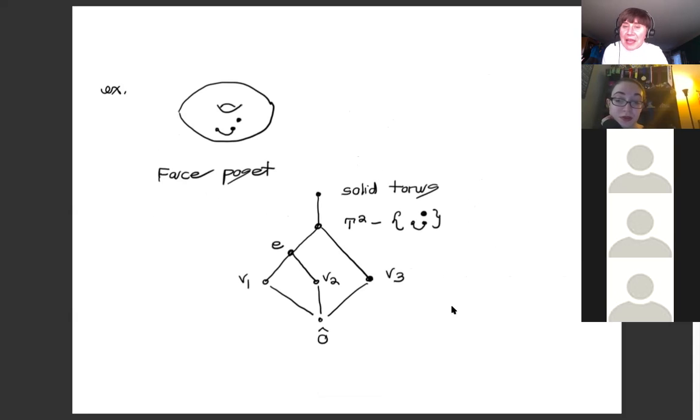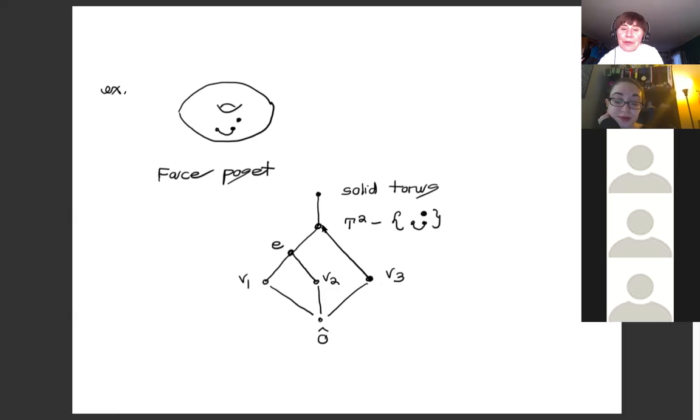Okay, let's play the same game with what is known as the winking torus. This is like the surface of a bagel, and you have a smiley face, except it's winking at you. You only see one eye and the smile. And here I actually have the face poset of this. I have the empty face in the bottom. I have 3 vertices, namely the ends of the smile, V1 and V2, and then V3 is the eye we can see. I have the edge, which is between the 2 ends of the smile.